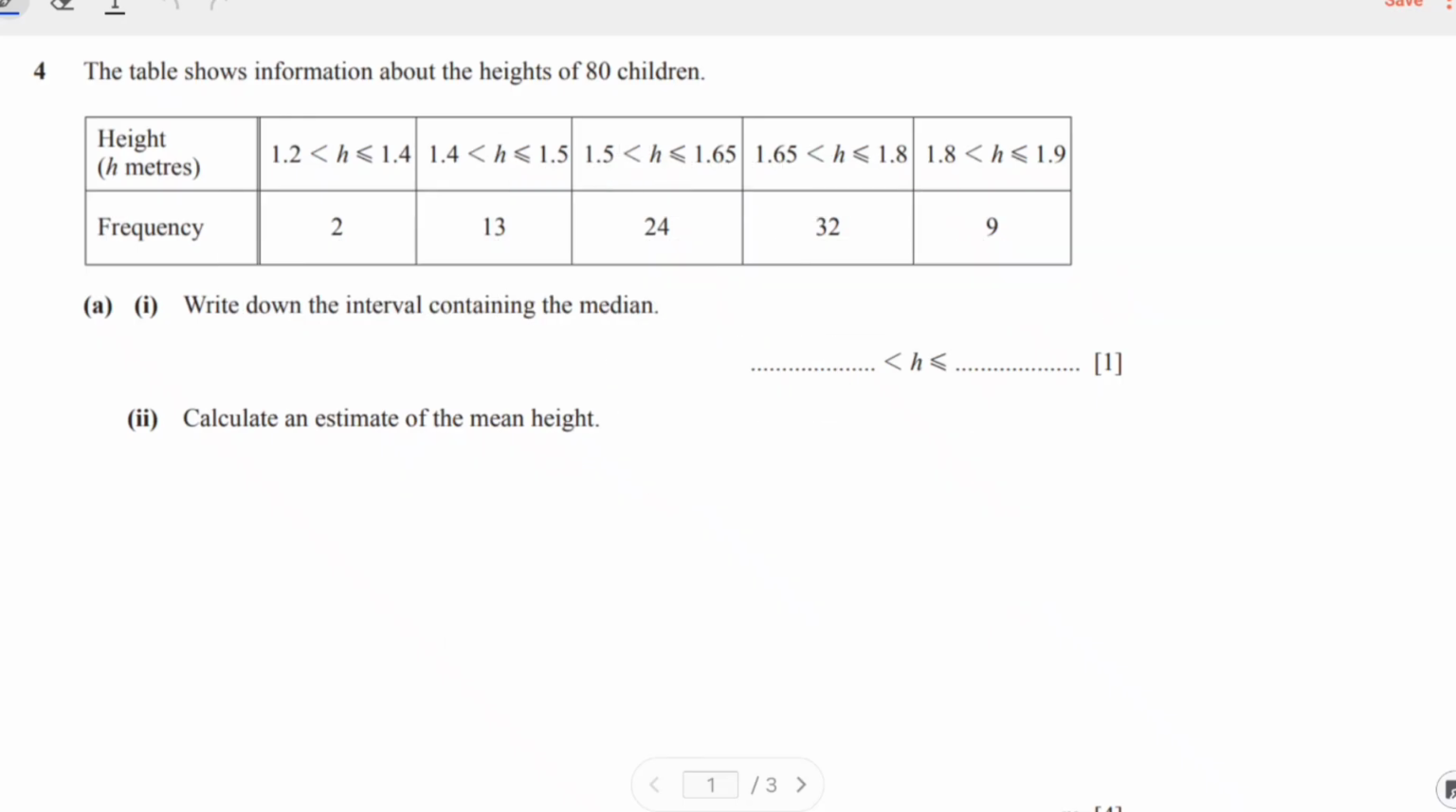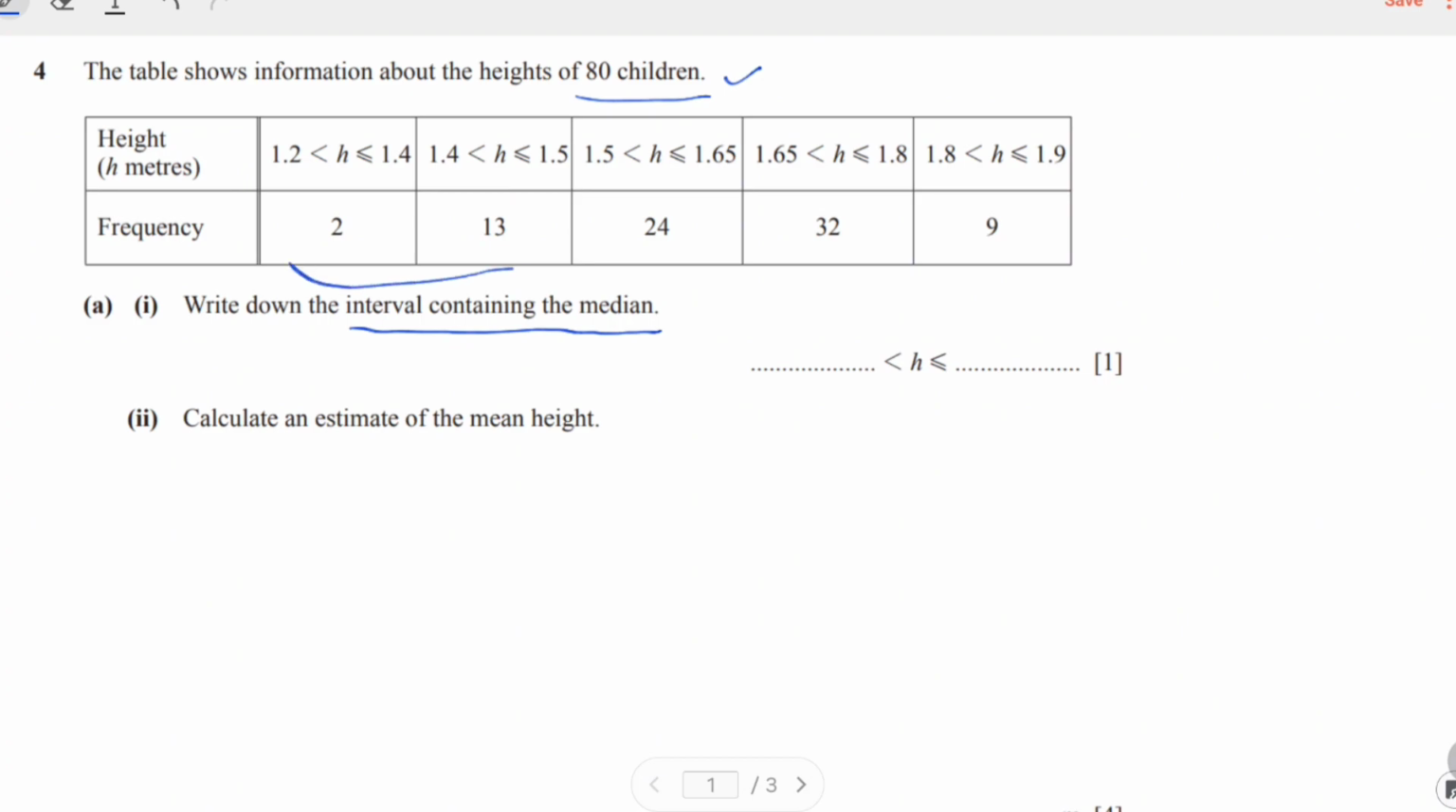Okay, in this given question, the table shows the information about the heights of the 80 children. So first, we have to find out the interval containing the median. As we know, the number of children is 80, so the interval containing the median will have the 40th and 41st child.